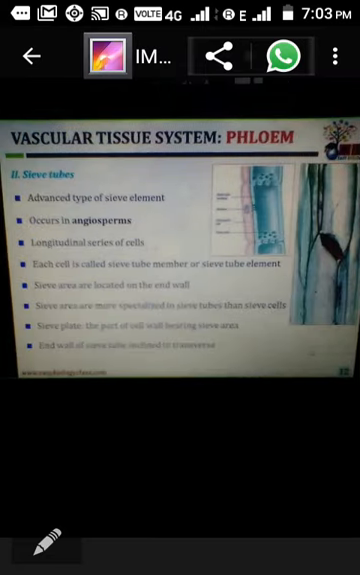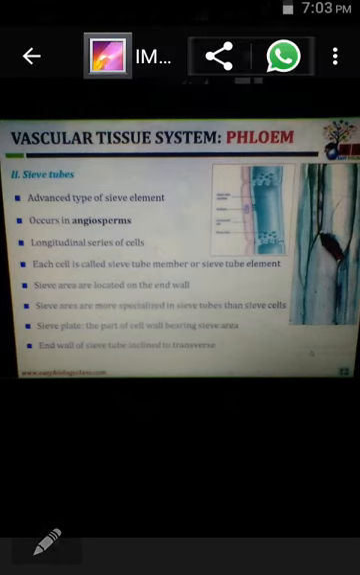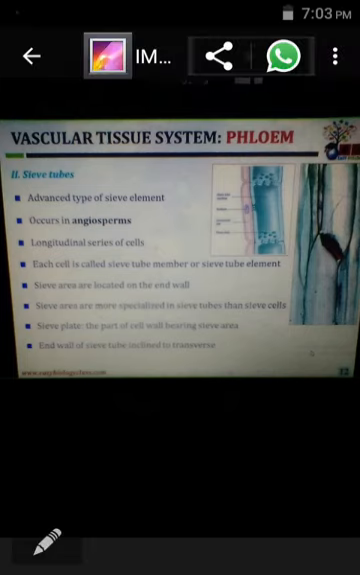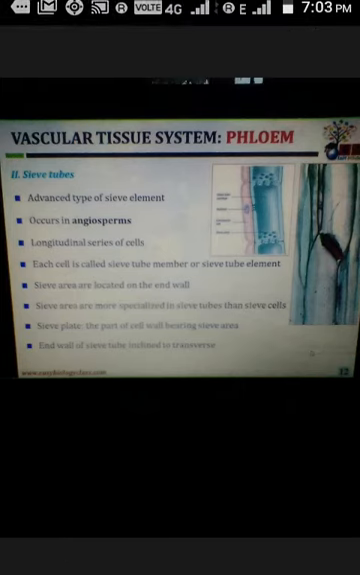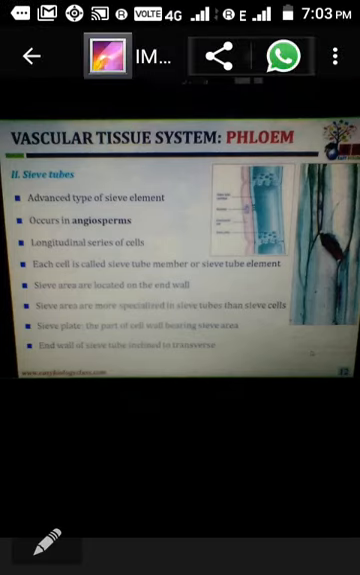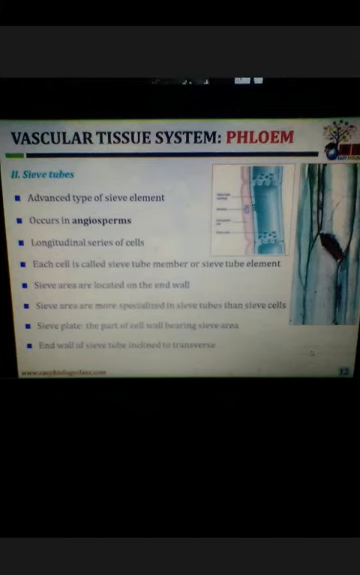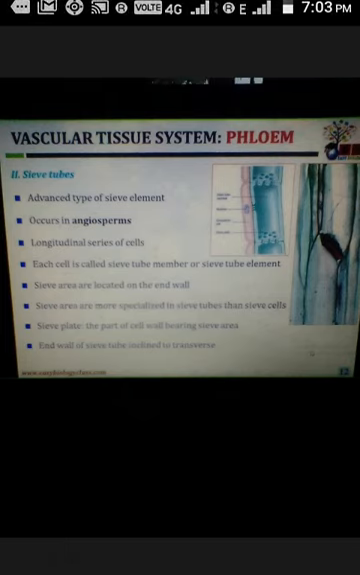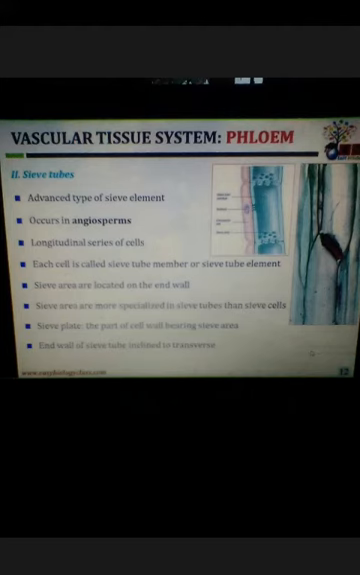Second part is sieve tubes. It is an advanced type of sieve element. It occurs in angiosperms. It is a longitudinal series of cells. Each cell is called a sieve tube member or sieve tube element. Sieve areas are located on the end wall. Sieve areas are more specialized in tubes than in sieve cells. Sieve plates are one of the important parts. The end wall of a sieve tube is inclined to transverse.